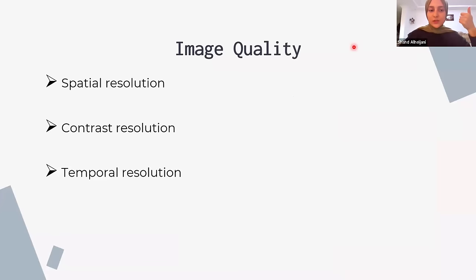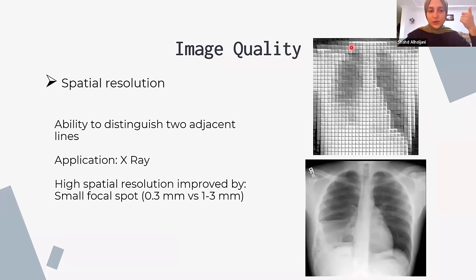For the spatial resolution, starting with this one, here. So those two images. Now, spatial resolution is basically the ability to distinguish two adjacent lines. So this is applied in X-rays. And as you can see here, we have the normal X-ray image. This one is the one with low spatial resolution.